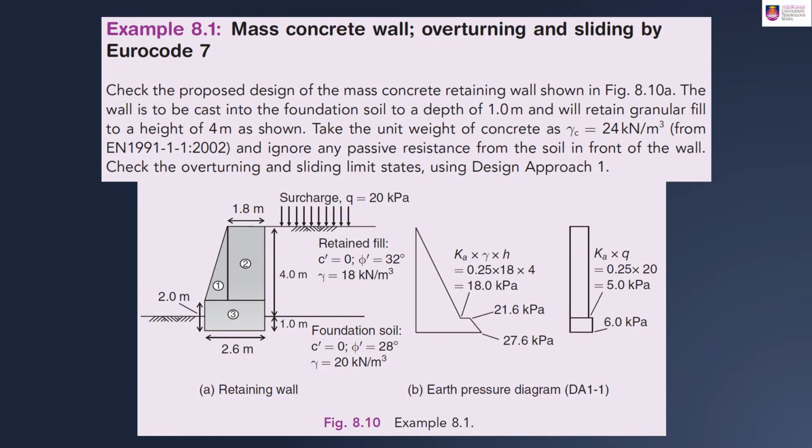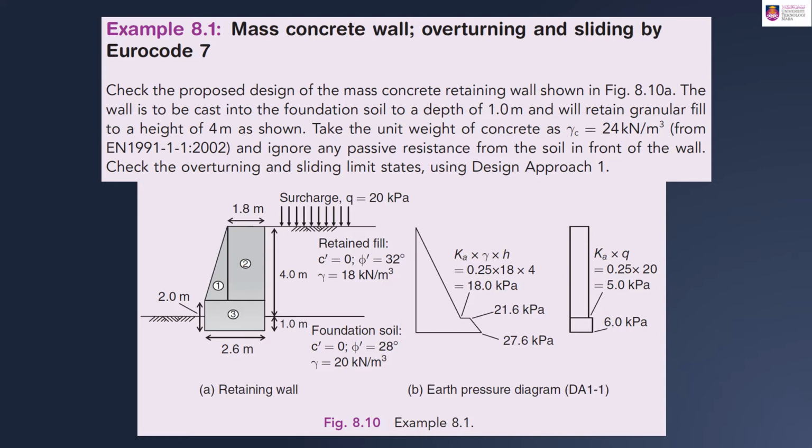Given the question, for example, a mass concrete wall, checking on overturning and sliding by Eurocode 7: check the proposed design of the mass concrete retaining wall as shown here. The wall is to be cast into the foundation soil to a depth of 1 meter and will retain granular fill to a height of 4 meters as shown. Take the unit weight of concrete as 24 kN per cubic meter and ignore any passive resistance from the soil in front of the wall. Check the overturning and sliding limit states using Design Approach 1.